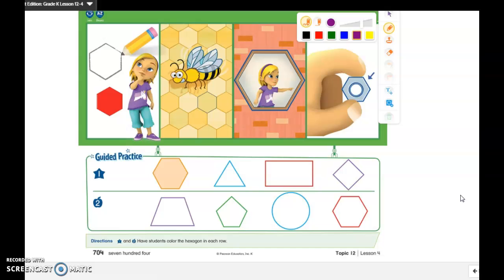Count the sides now. Make sure you're right. It's the 4th one. He has 6 sides. Circle has no sides. Everything is curved. 1, 2, 3, 4, 5 sides. Oh, he's only 5 sides. And he's 4-sided. He's also called a trapezoid.